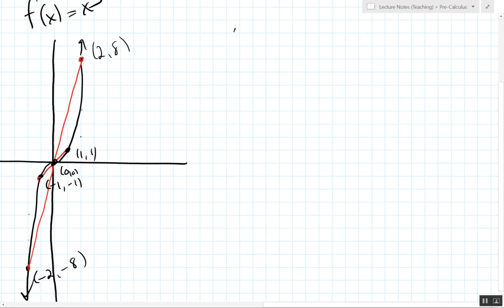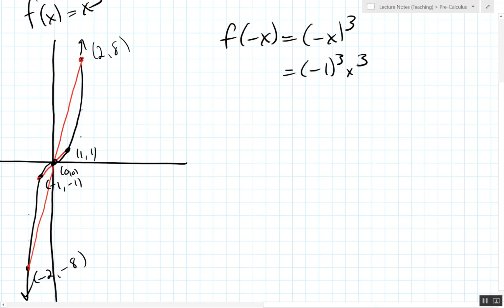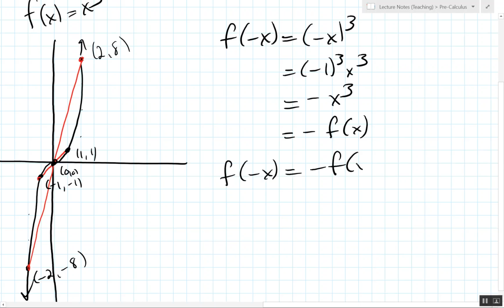So f of negative x in this case is negative x all cubed, which is negative 1 cubed times x cubed, and negative 1 cubed is negative. And we have x cubed, which is our original function f of x. So notice that we get f of negative x equals negative f of x, which means that we have an odd function.